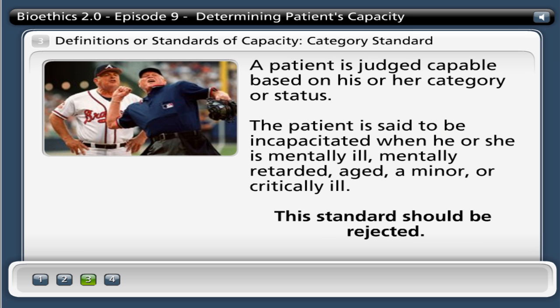The category standard. The next standard we want to talk about is the category standard. Here, what happens is a patient is judged to be capable or not based on his or her category or status. So the patient is said to be incapacitated when he or she is mentally ill, mentally retarded, aged, a minor, or critically ill. Once again, just because a patient has a certain mental or physical status, they should not be judged to be incapable on the sole basis of this fact. So just because you have an elderly patient does not mean that the elderly person is not capacitated. You need to do specific tests to make that determination. Once again, on the same basis, the category standard for capacity should be rejected.